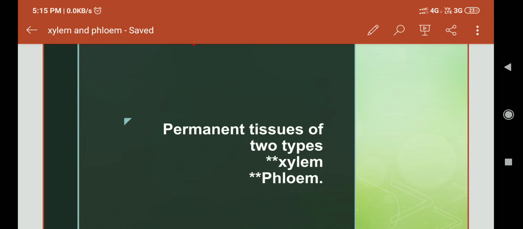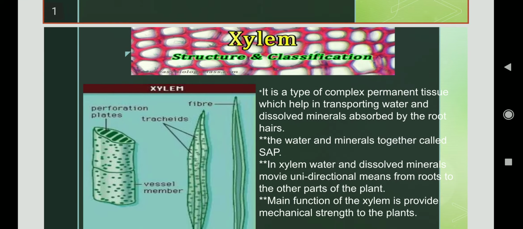Good morning, class. Let's start the next topic, that is permanent tissue. Actually, permanent tissues are of two types, xylem and phloem. Let's start one by one.